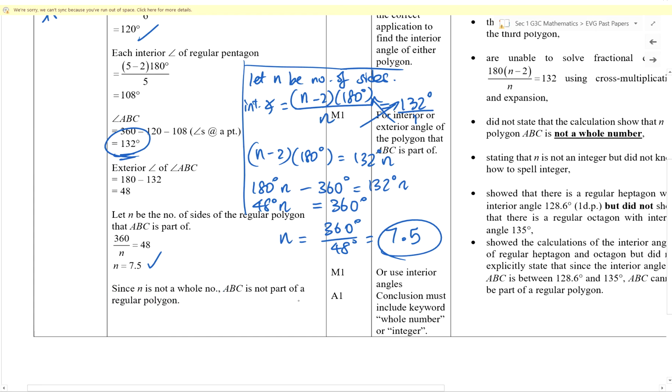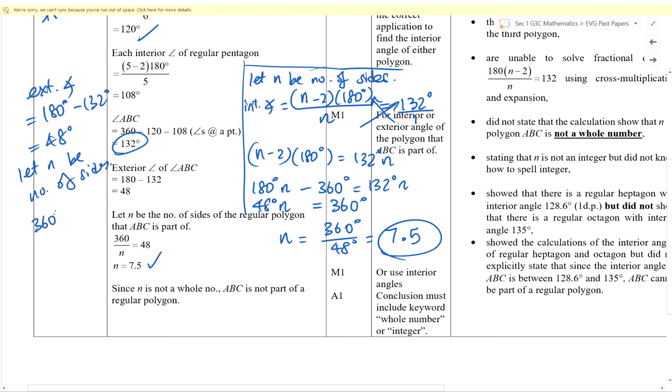Then we can conclude. So instead of using the interior angles as shown over here, rather complicated, we can make use of another property. That is, the exterior angle equals 180 minus the interior, which we found to be 132, which is 48 degrees. So the formula that we know, let n be the number of sides again.